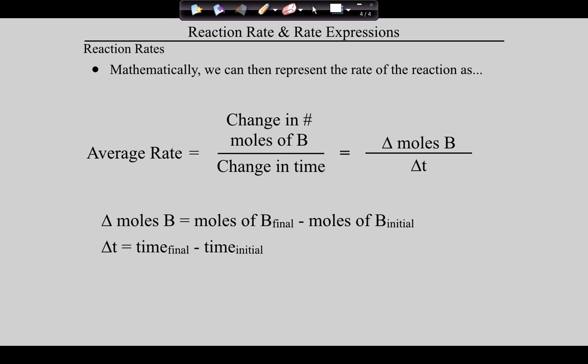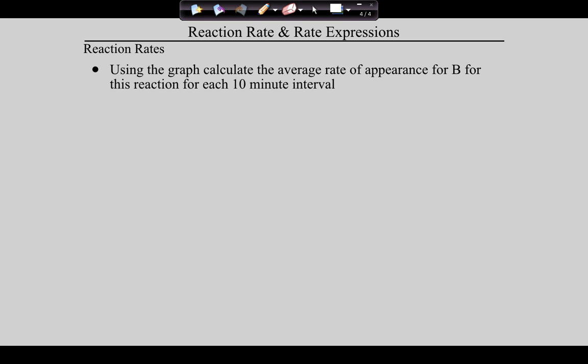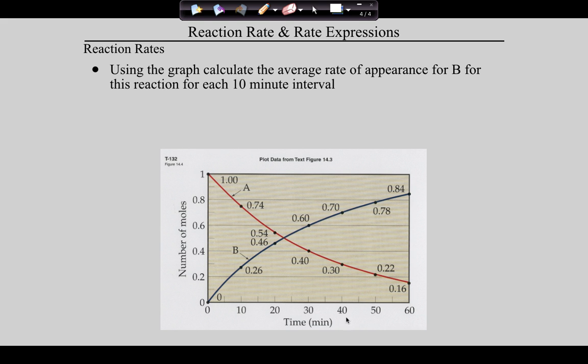You okay? Y'all caught up? You're good? Okay. So guys, here's what we're going to do. We are going to calculate the rates of this reaction over 10-minute intervals. This is our data. Oh, this works out great. We've got 6 groups, so we're going to be in rows.